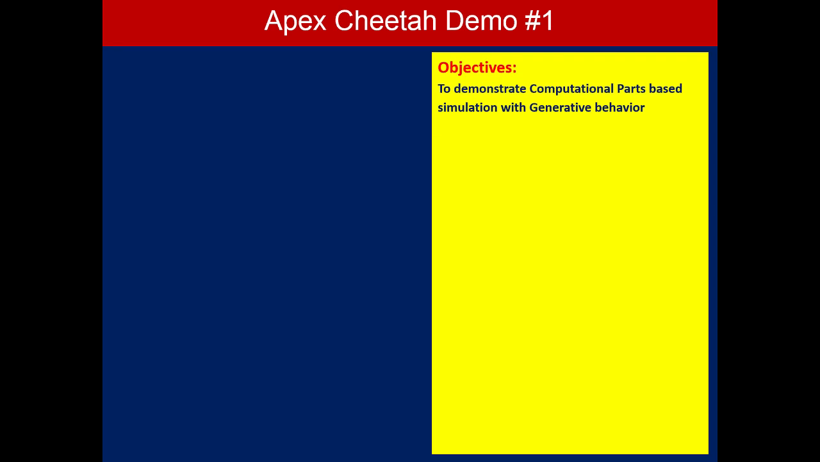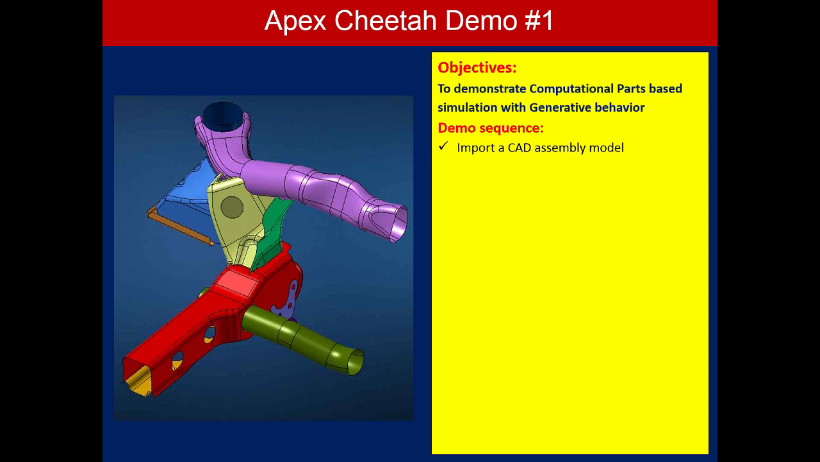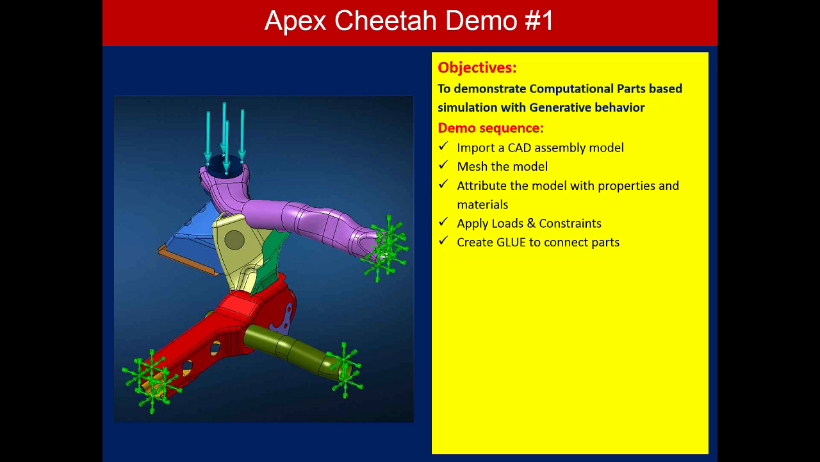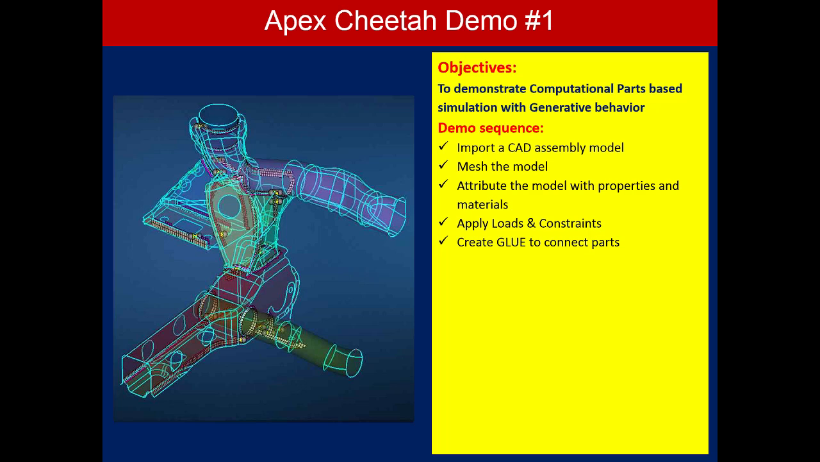The first demonstration is the structures part, and in this one we would like to demonstrate the computational parts-based simulation and the generative behavior we talk about. For this, we are going to import a CAD assembly model, mesh the model, and attribute the model with the properties and the material. We apply the loads and the constraints. Then we create the glue interaction between the parts in that assembly.